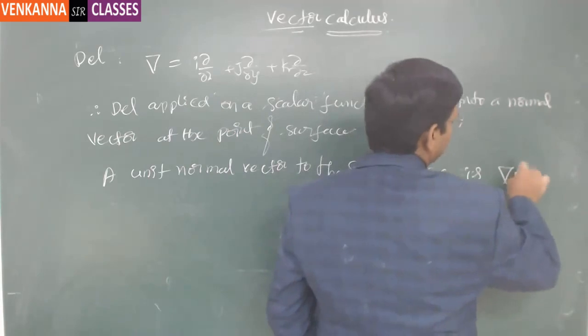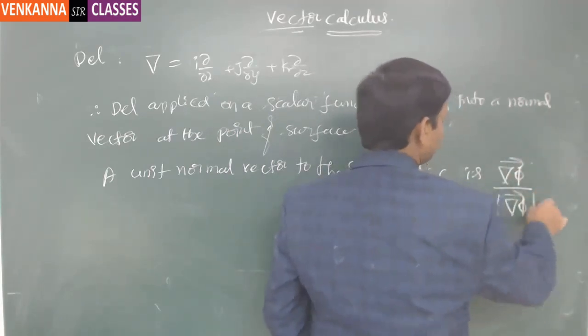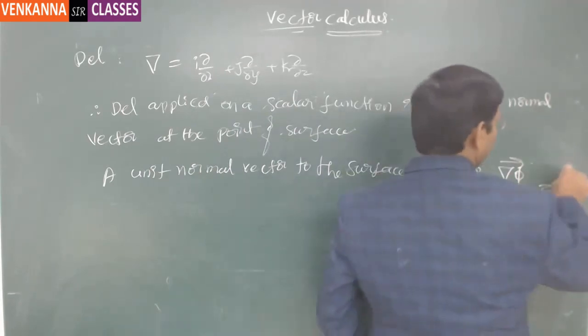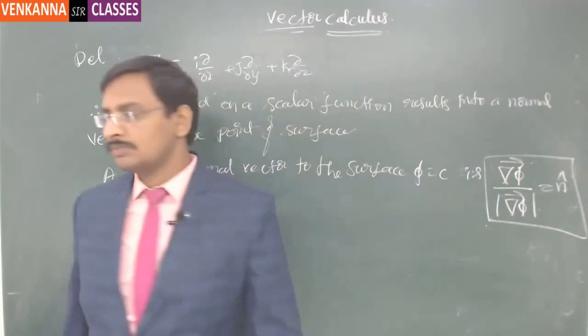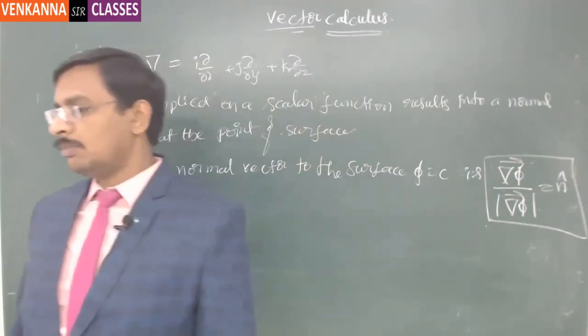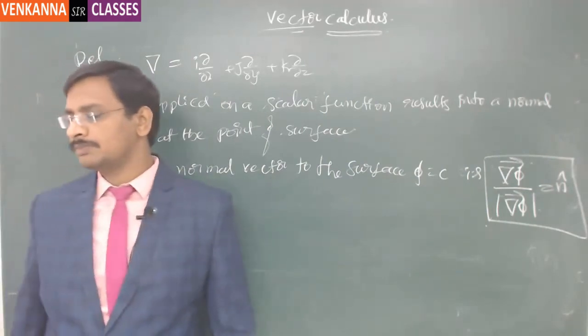del phi is a vector, divided by mod of del phi, which is the magnitude. So this is the n cap. This is the important concept we need to understand. Del phi by mod del phi is equal to n cap. You can note this down.